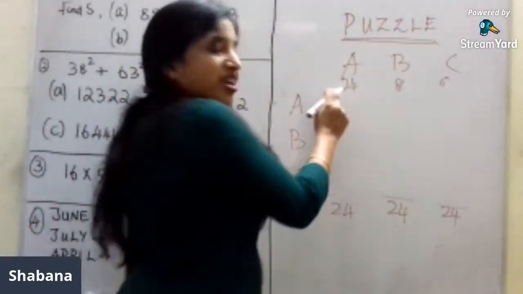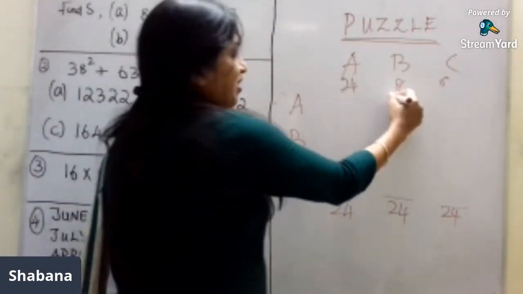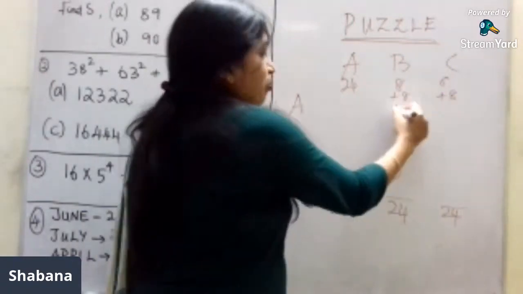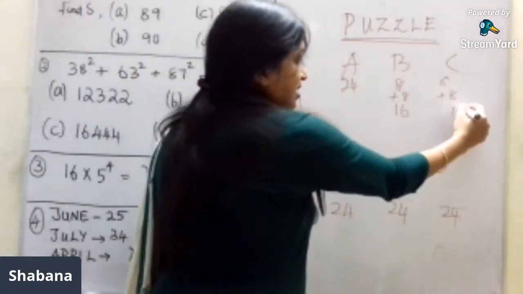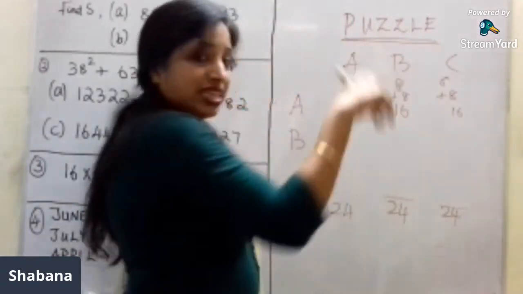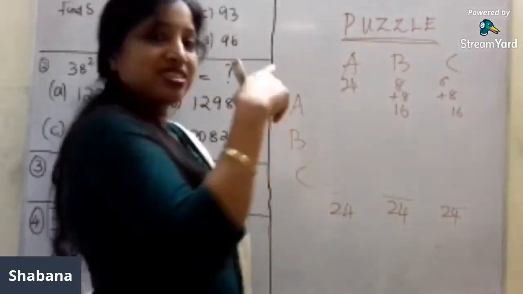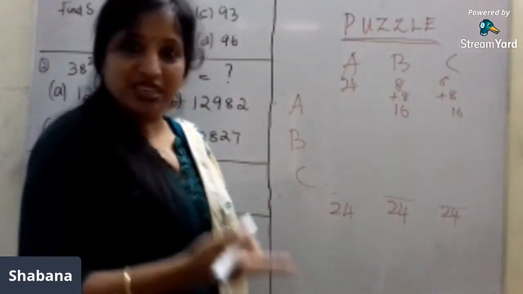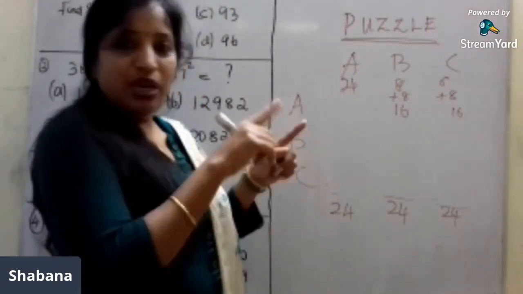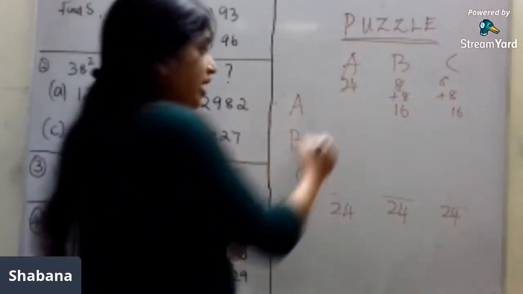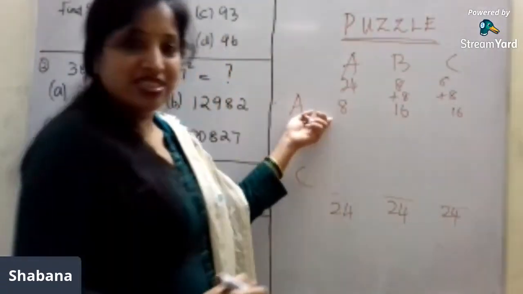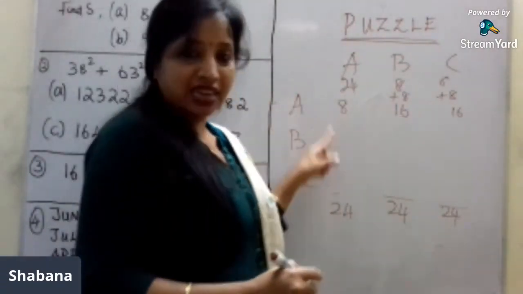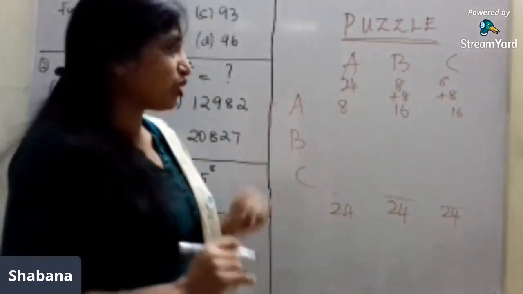So it is first A's turn. So A must have given another 8 tractors to B and 8 tractors to C. So now B has 16 tractors, C has 16 tractors, 8 and 8 is 16. So A has lent 16 tractors to B and C. So 24 minus 16 is what you're supposed to find, which gives you 8. So A has 8 tractors at the end of A's transaction. So this is the number of tractors at the end of A's transaction.